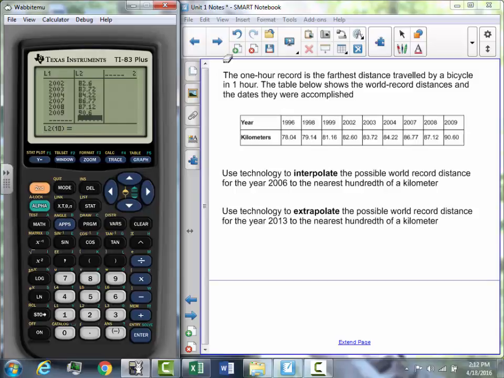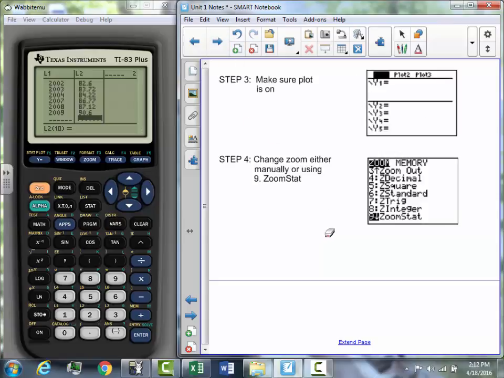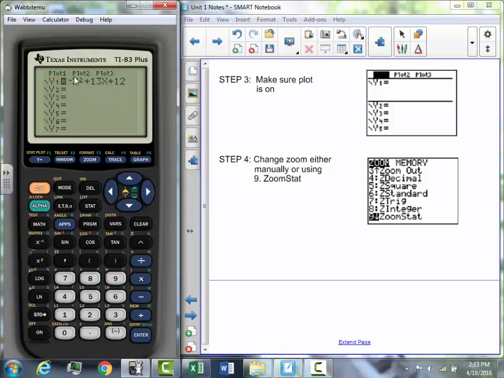Okay, let me go back to my notes here. So after you've typed your data in, it looks something like this. You don't have these numbers, by the way, but you have data being typed in. Okay. So step three, you have to make sure the plot is on, because what you're going to do is plot this data. So if you go to y equals, see how I have an equation sitting in there right now? First of all, get rid of the equation. We don't want the old equation. And then press up, and we want to turn on plot number one.